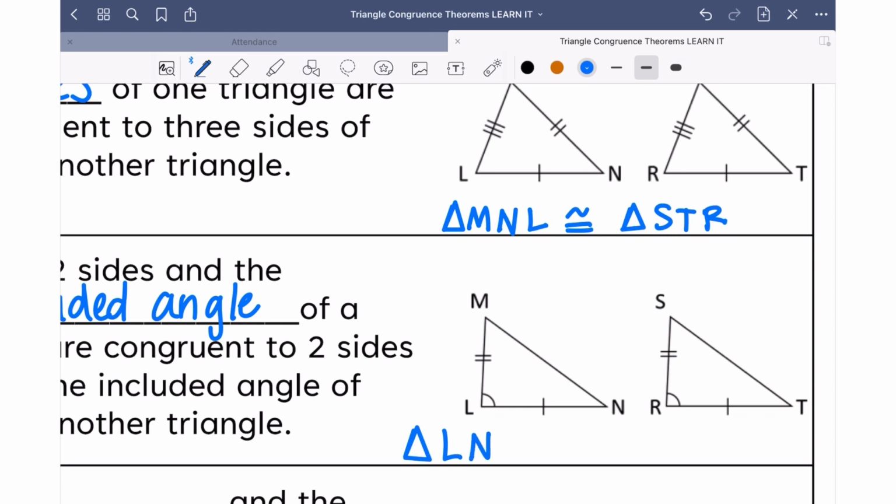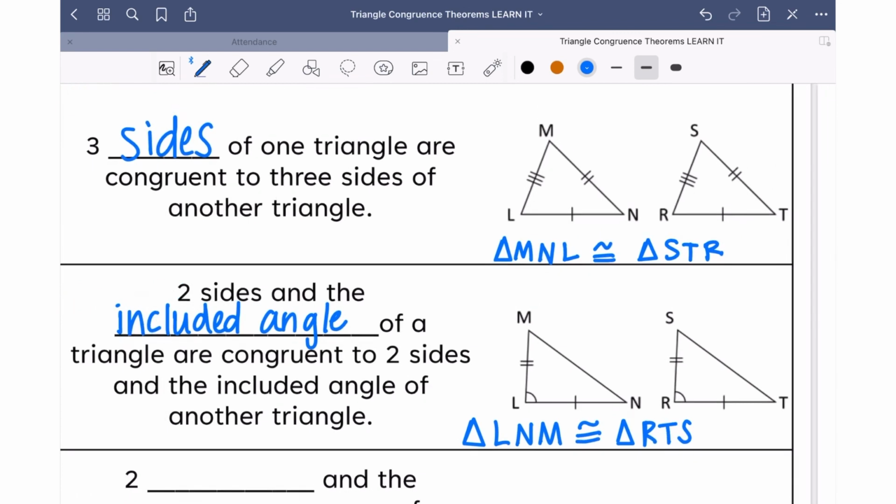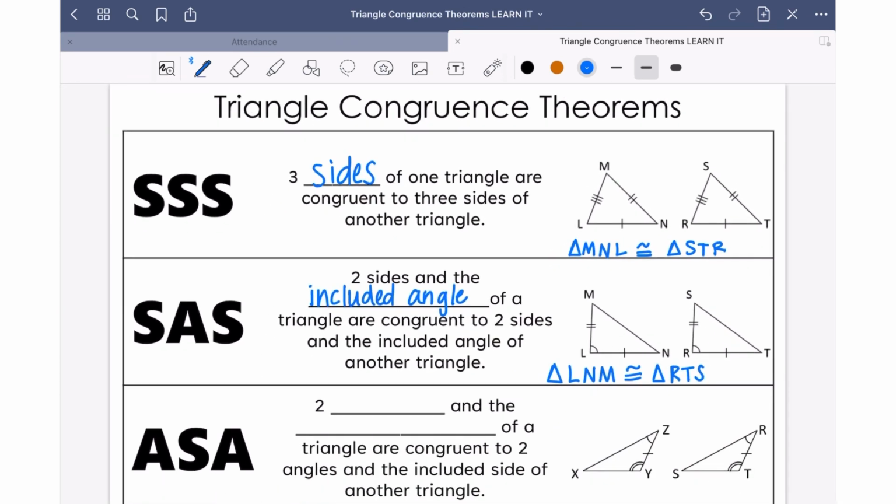Okay. I'm going to do L, N, M. So you think about that. Who is congruent to L? It's kind of already the same letters as the triangle above. So you should be able to see it very easily that triangle LNM is congruent to triangle RTS. Okay. And how do you know? Because I used the side angle side theorem. Okay. And please make sure that you're looking at the picture. Pictures are our best friend. They show us everything.